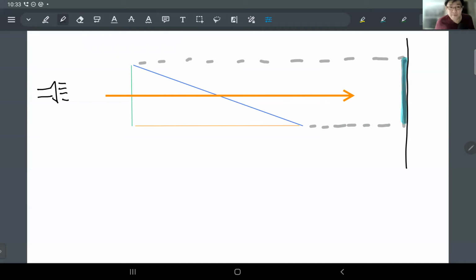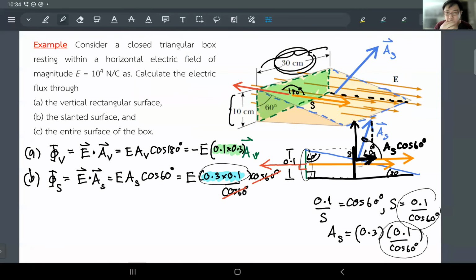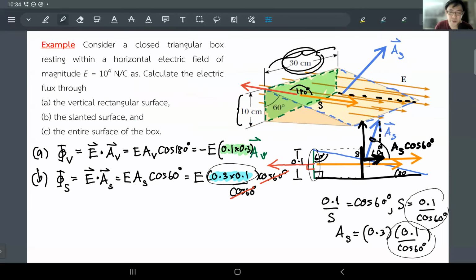It's the same area. When I look at this one, the slanted surface, once you project it, which means once you're trying to find the shadow cast on a screen that is perpendicular to the electric field, eventually you're going to get the same area as the green one, the vertical one. And there's no doubt.